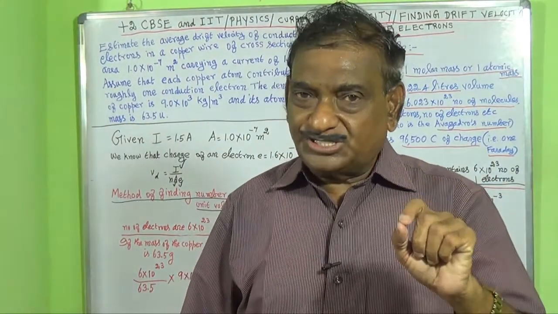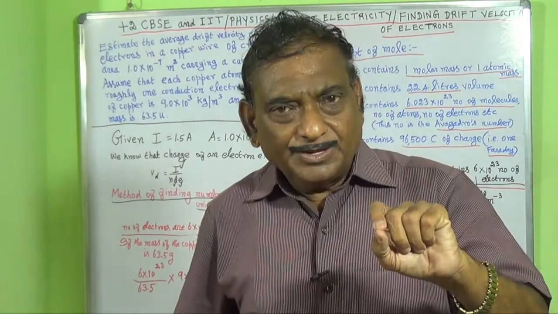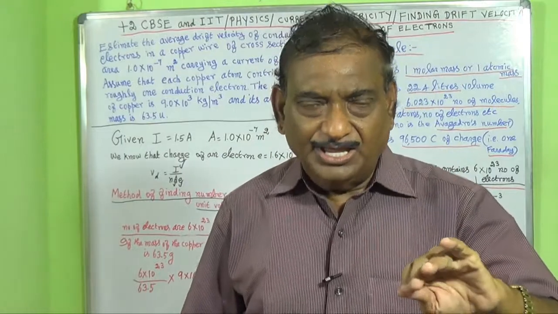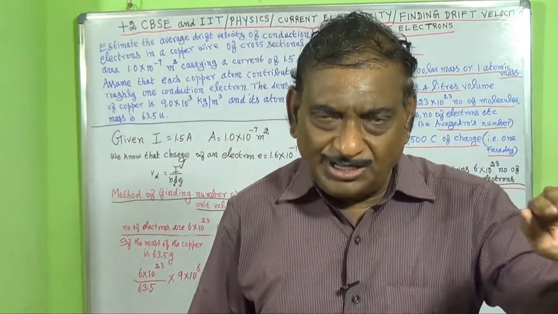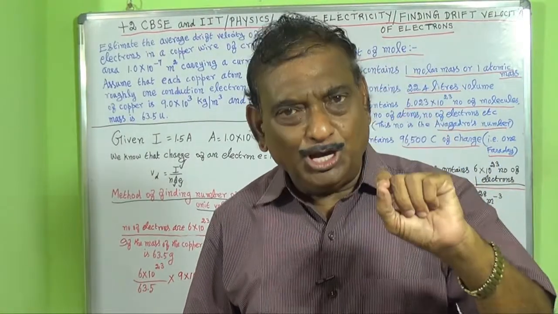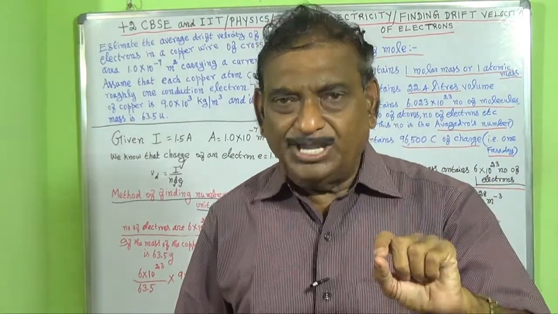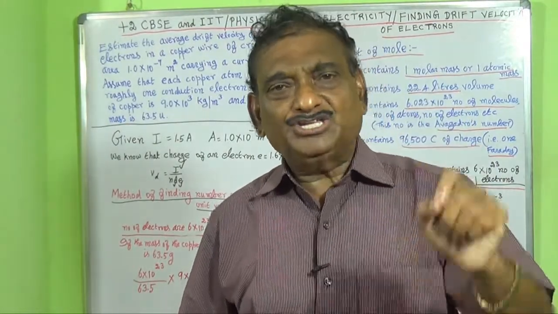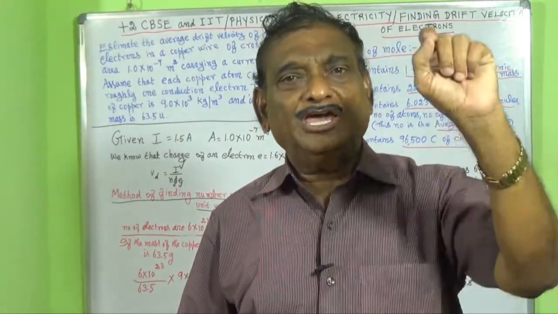So my dear students, hereafter, if the cross-sectional area of the conductor, the current flowing through the conductor, and the number of electrons per unit volume are given, definitely you can find the drift velocity, that is, the average drift velocity of the electrons.